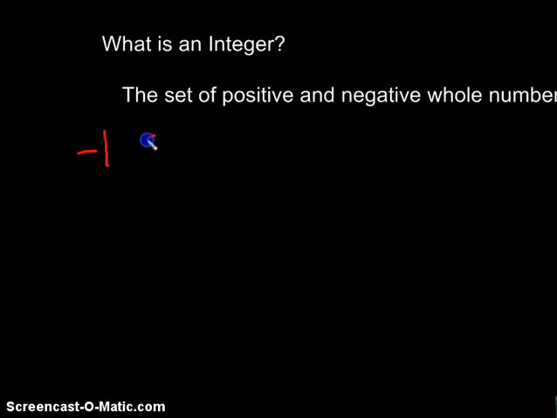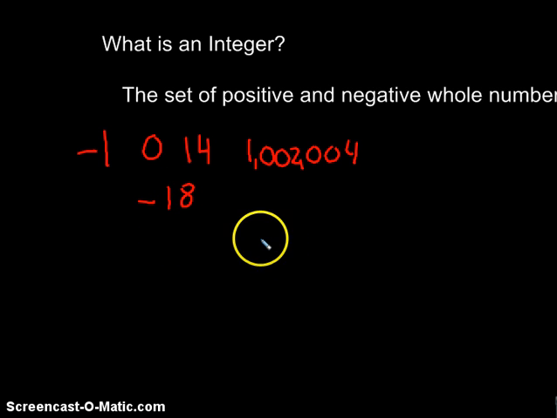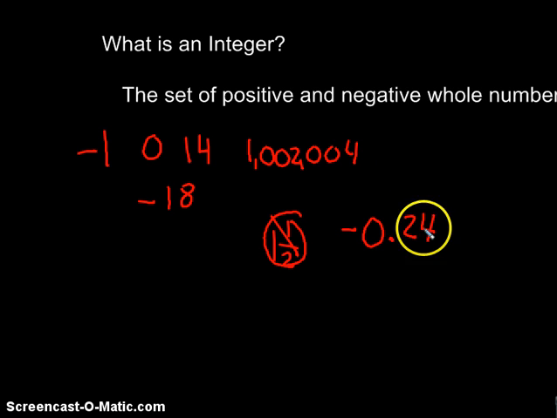-1, 0, 14, 1,000,000, 2,000, 4, -18. These are all examples of integers. Integers do not include numbers like fractions or decimals. So for instance, 1 and 1/2 is not an integer because it has a fraction there. -0.24 is not an integer because it includes a decimal.